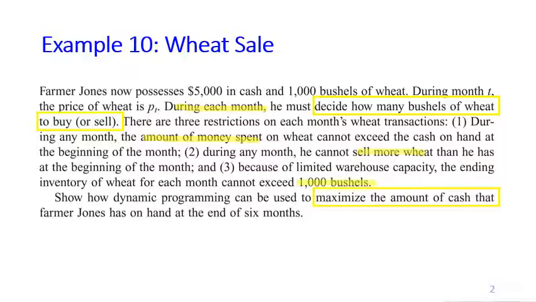To summarize the problem, Farmer Jones must decide how many bushels of wheat to sell or buy each month. However, he cannot use more money than he has, he cannot sell more wheat than he has, and he cannot have more than 1,000 bushels at the end of the month in the warehouse. His objective is to maximize the amount of cash at the end of 6 months. So pay attention to the objective: maximize the amount of cash on hand at the end of 6 months.